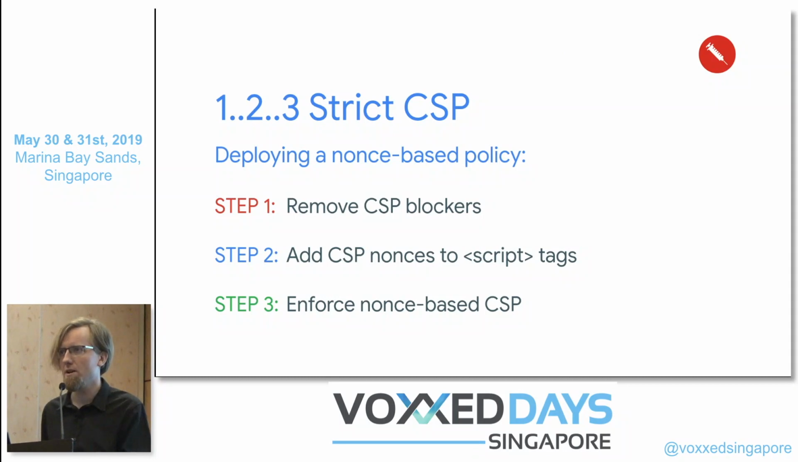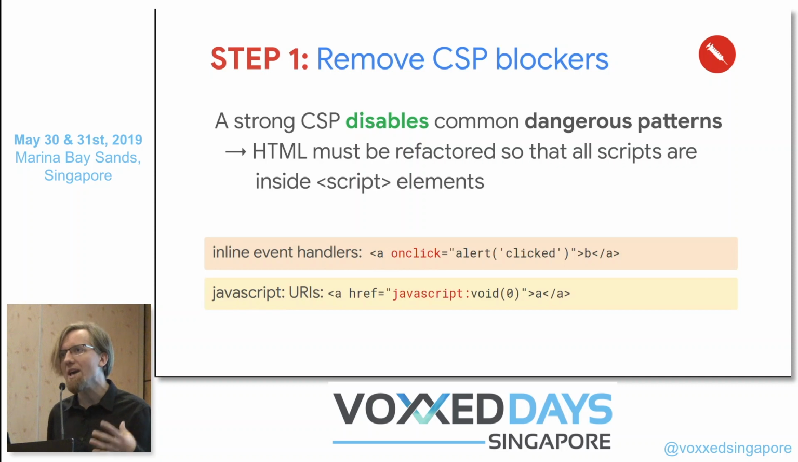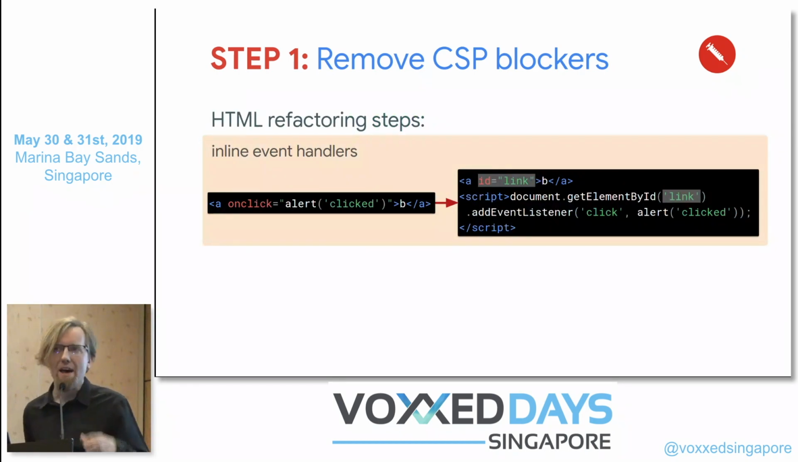So let me show you with some examples the process of adopting this cross-site scripting protection and adopting nonce-based CSP. It's divided into 3 relatively simple steps. The first one is that there are some patterns that are not compatible with CSP. For example, inline event handlers and JavaScript URIs are ways to execute scripts without a script tag. And you cannot really have these in your application, so first you have to refactor them into a format that is compatible with CSP.